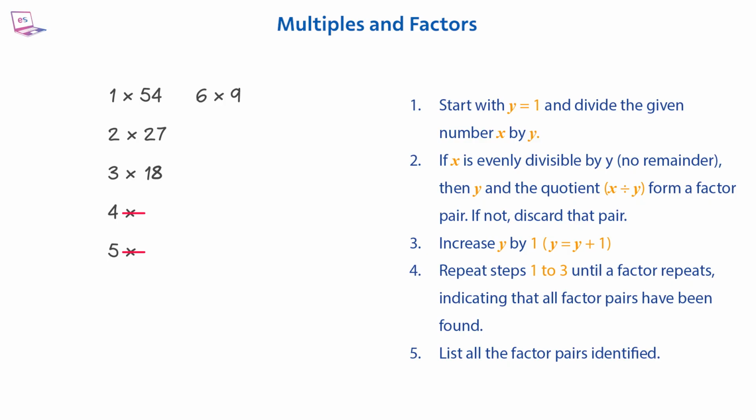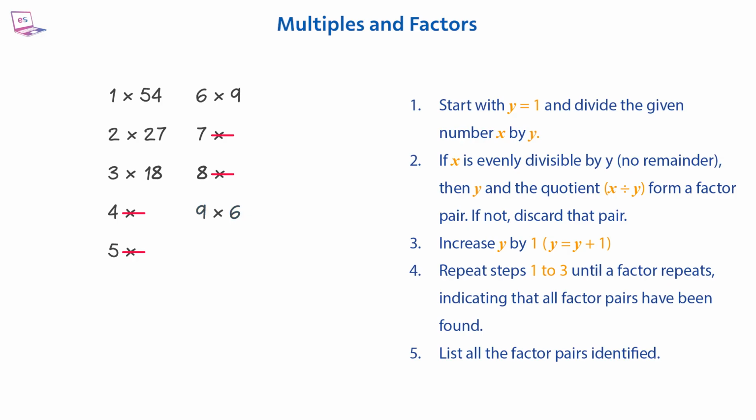Increase y to 7. Is 54 divisible by 7? No. 7 is not a factor of 54. Increase y to 8. Is 54 divisible by 8? No. 8 is not a factor of 54. Increase y to 9. Is 54 divisible by 9? Yes. 9 times 6 equals 54. Since the factors 9 and 6 have been found already, we can stop here.